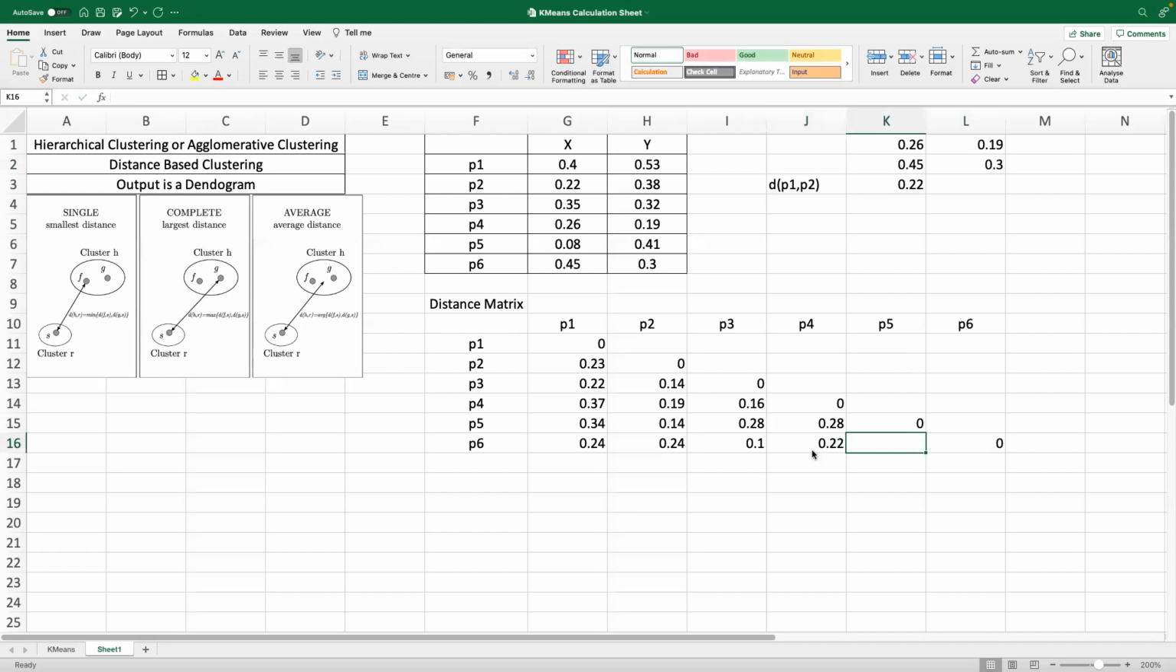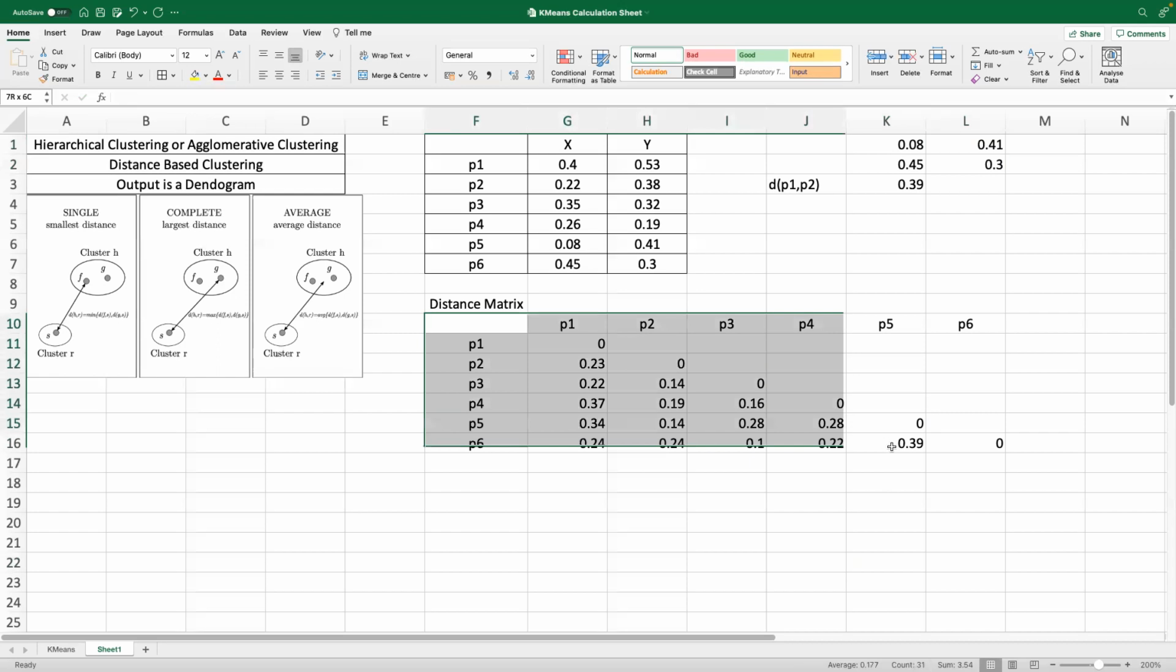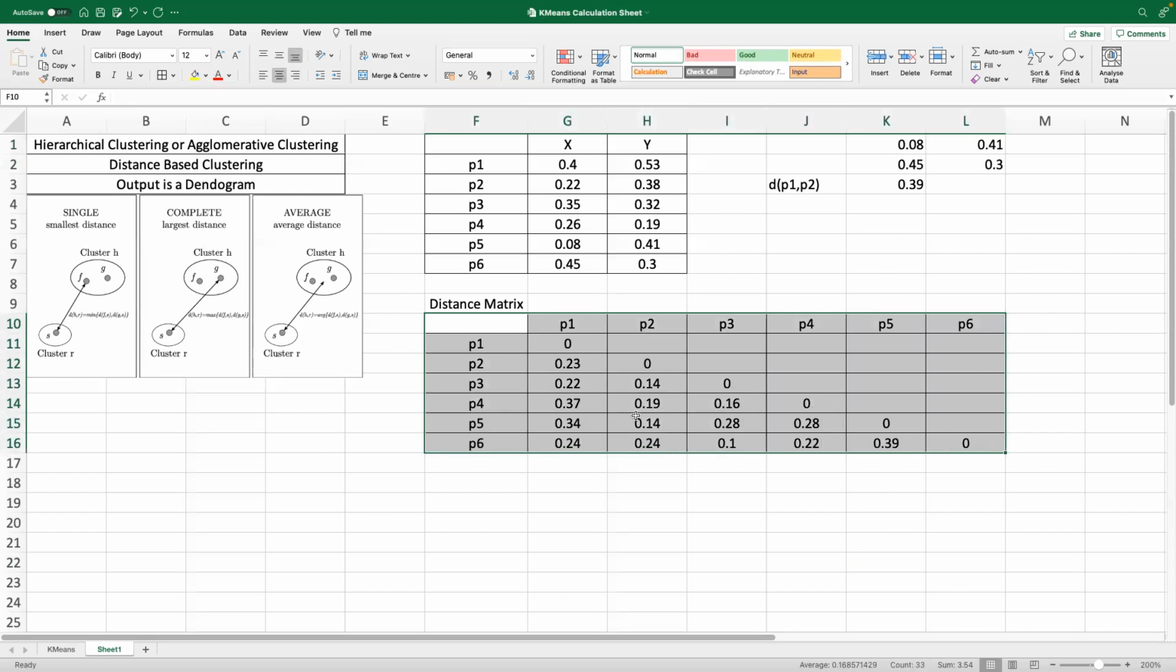The last one is between P6, right? P5 is 0.08, 0.41, same, right? So we got 0.39. So this is the distance matrix which we have calculated from all points to all points. Got it, all of you?